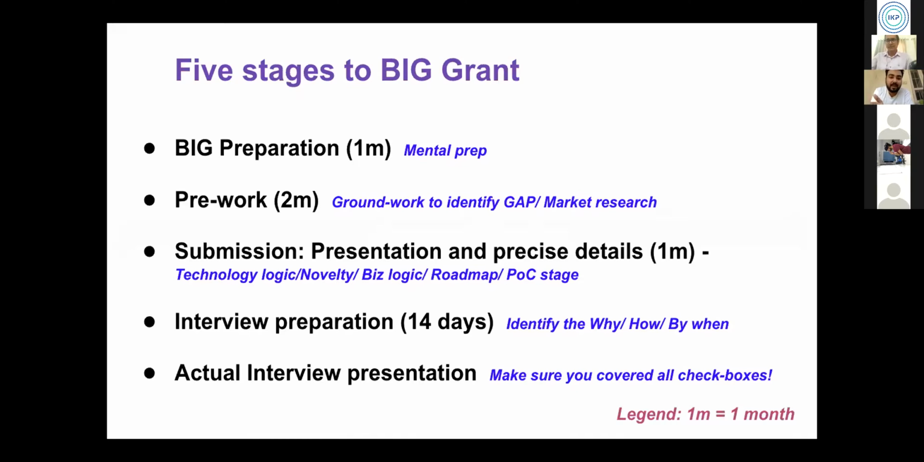So I would break the entire stages of Big Grant into 5 steps. Because applying for Big is not like applying for any other competition or any other grant. I would term it like we had our engineering exams, or our MBA exams, and we had to prepare for 3 months or 6 months. Similarly, I think that is the kind of mindset that is required for preparation of Big as well.